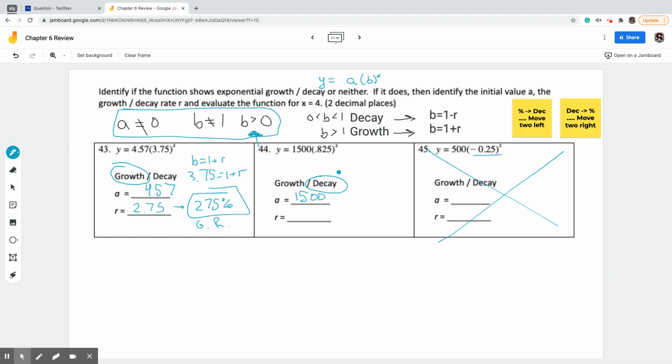Now the decay rate, since it is decay, my base is equal to 1 minus R. And since this is my base, I'm going to say 0.825 is equal to 1 minus R. Solve for R. You get, let's see, minus 1, negative R equals a negative number. 0.175 is your actual R. In percent form, we move it to the right, 17.5% decay rate.